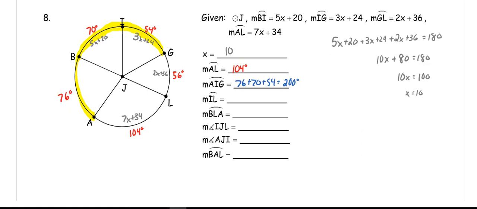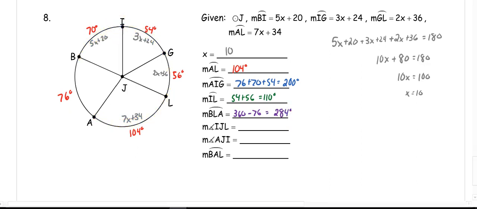The next arc that it wants us to find is IL. So IL is made up of IG and GL. So we can add those together. 54 plus 56 will get us 110 degrees. The next arc is BLA. So we're going almost all the way around the circle except for that last part of arc BA. The easiest way to find this then would be 360 degrees minus 76. So when we do 360 minus 76, we would get 284 degrees.